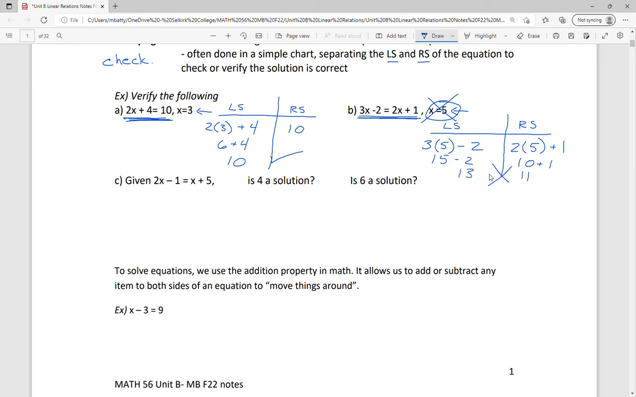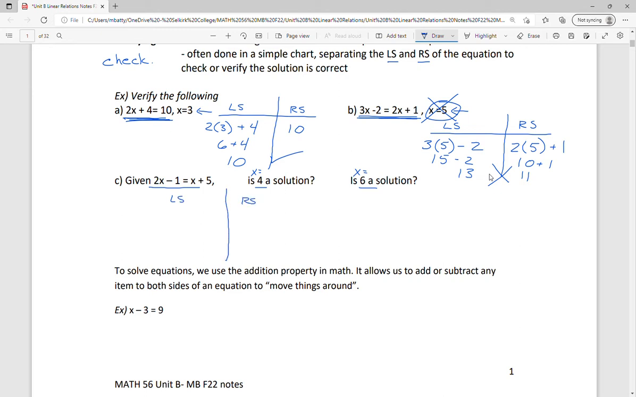So give this one a try. We've got an equation here, and we've got two different possible solutions. Is 4 a solution? Is 6 a solution? And what we're saying is, can x equal 4? Can x equal 6? And what we want to do is check this answer to see if it actually makes things true.